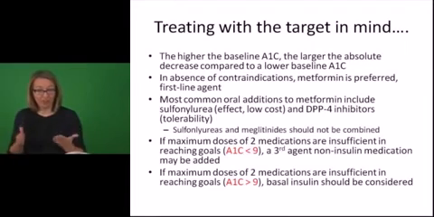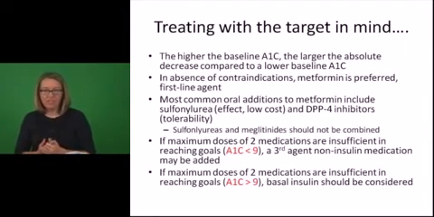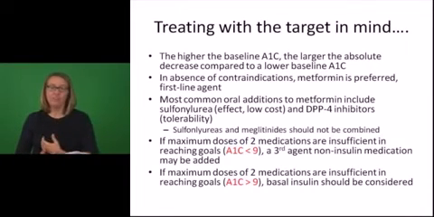So treating with the target in mind. It's a review that the higher the baseline A1C, the larger the absolute decrease compared to a lower baseline A1C. So you have some patients who are newly diagnosed with diabetes and have maybe a diagnosing A1C of 11, and you start metformin and you expect an A1C lowering of 1 to 2%. They might actually go above that at diagnosis because it's so high.